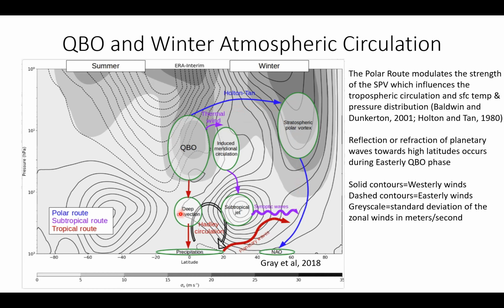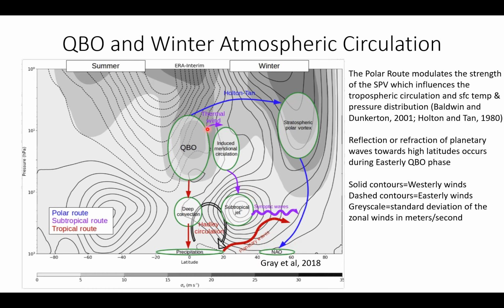By the way, on this chart too, I wanted to mention that the solid contours, these solid dark black lines, indicate westerly winds, whereas the dashed contour lines over here indicate easterly winds. And then the gray scale, you see the different shades of gray here? That indicates standard deviation of the zonal winds in meters per second, with the darker gray shading indicating greater deviation. Okay. All right. So that's the polar route. It can have a major impact, QBO, on the strength of the stratospheric polar vortex, which ties into what type of upper level pattern sets up for the winter season.